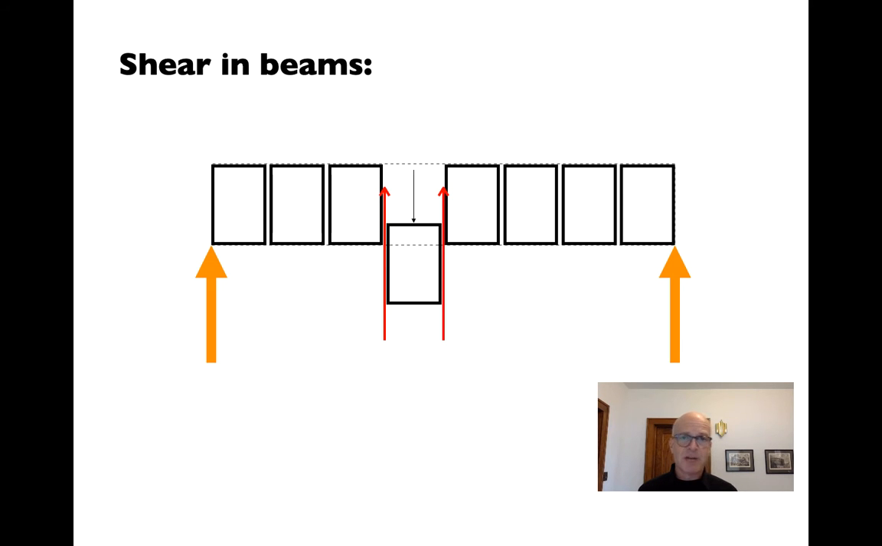Notice that in this case, we've got shear on both sides of the slice, and the shear resistance on those two sides is going to have to be equal and opposite to the load that's pushing down on it.